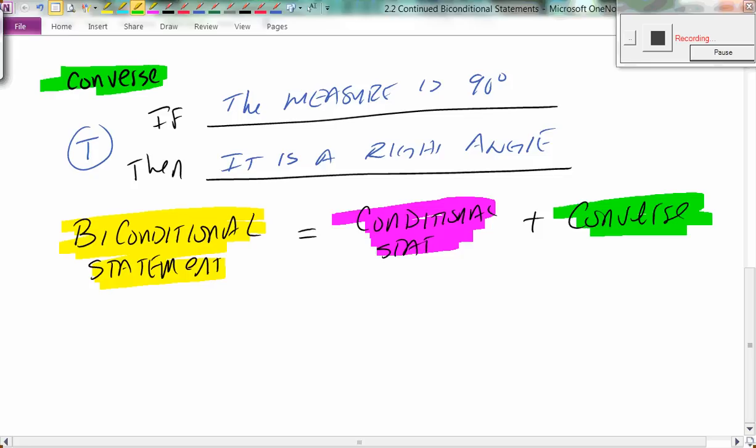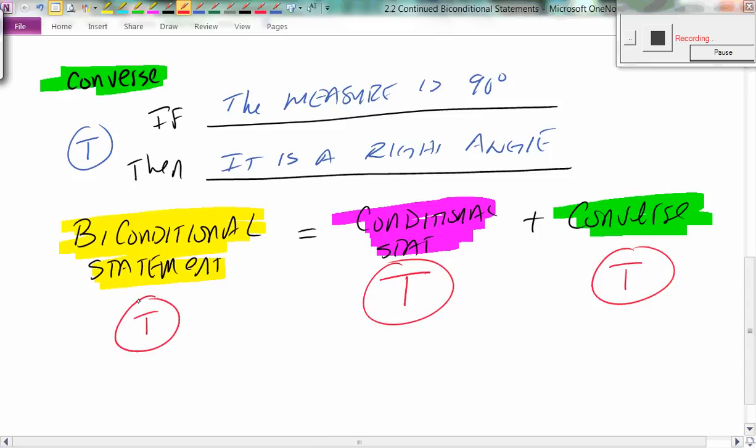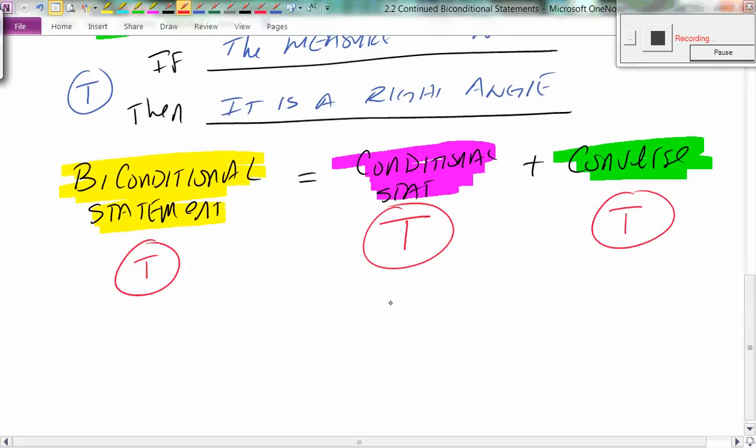We decided as a class that the conditional statement was true, and we also decided as a class the converse was true. So if the converse and the conditional statement are true, what does that tell you about the biconditional statement? True. Then it must also be true. You follow me so far? Now watch this. If your conditional statement is true, but your converse is false, what does that tell you about the biconditional? False. What we are creating are miniaturized truth tables, okay?